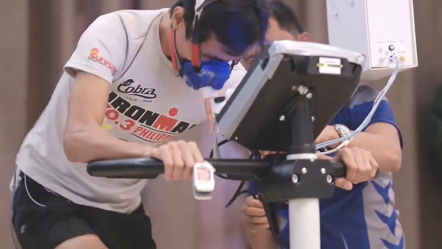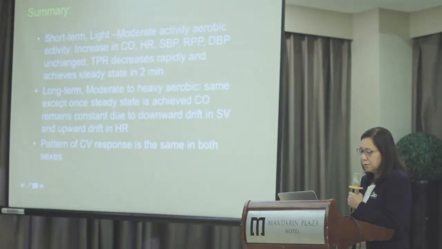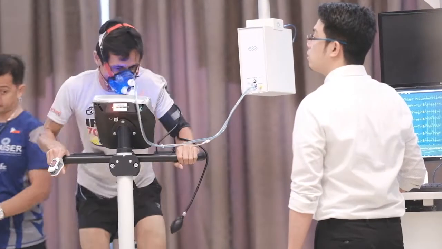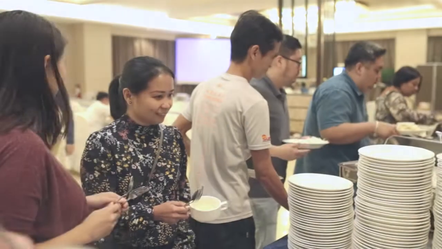With long-term, moderate to heavy exercise, the difference is all of them go up, but your cardiac output remains constant due to a downward drift in your stroke volume, but an upward drift in your heart rate.